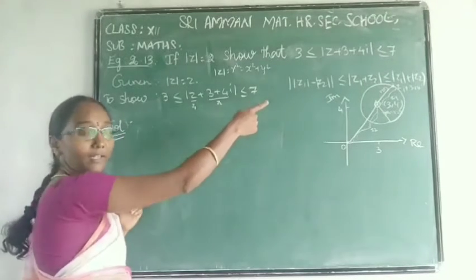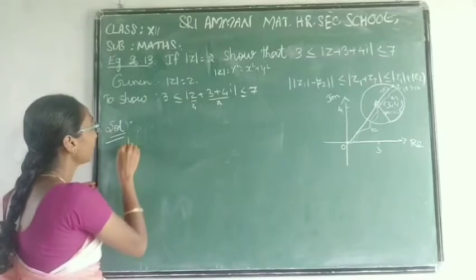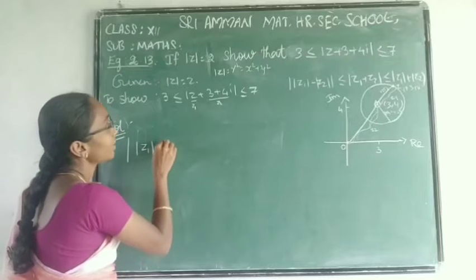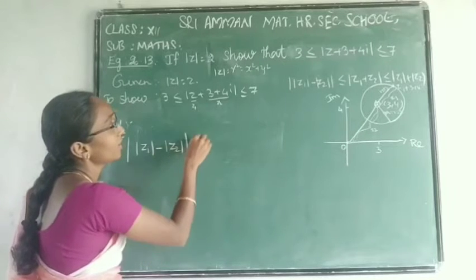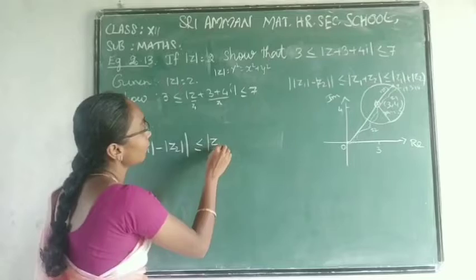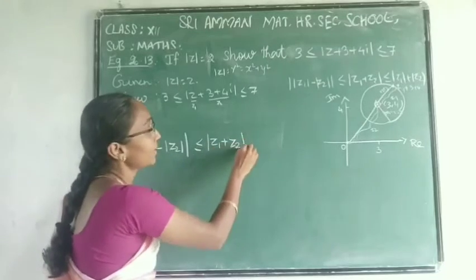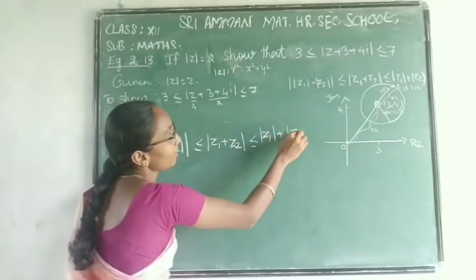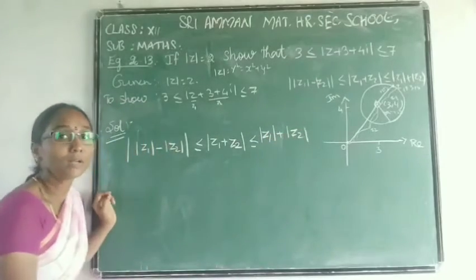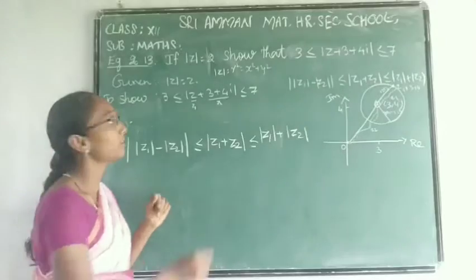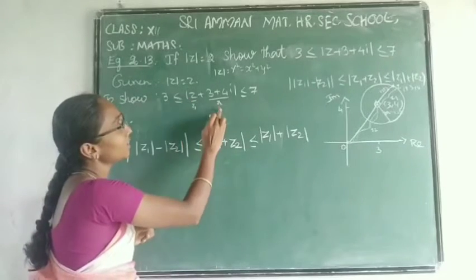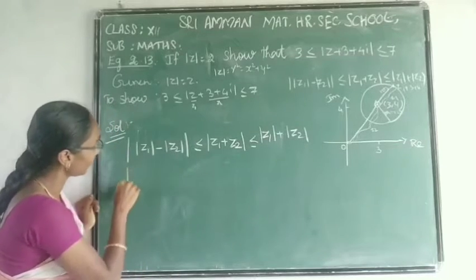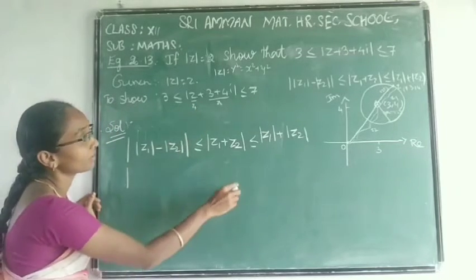First of all, I write this formula. What is this? Modulus of z1 minus modulus of z2 is less than or equal to modulus of z1 plus z2, which is less than or equal to modulus of z1 plus modulus of z2. Okay? You already consider z1 equal to z, z2 equal to 3 plus 4i. So, now I substitute these values in these places.